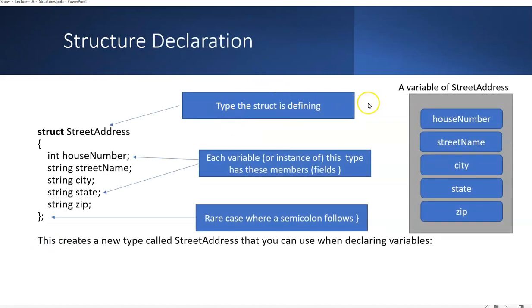So here's just a little breakdown of how it gets laid out in memory. Here's the type the struct is defining. Each variable or instance of this type has these members, and this is one of the rare cases where a semicolon follows a closing squiggly bracket. And a variable street address would look like this, with each field having its own space.